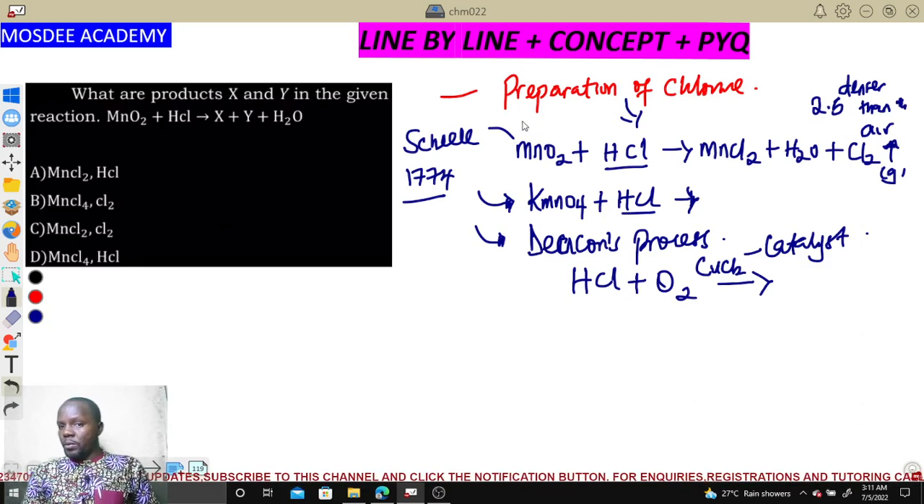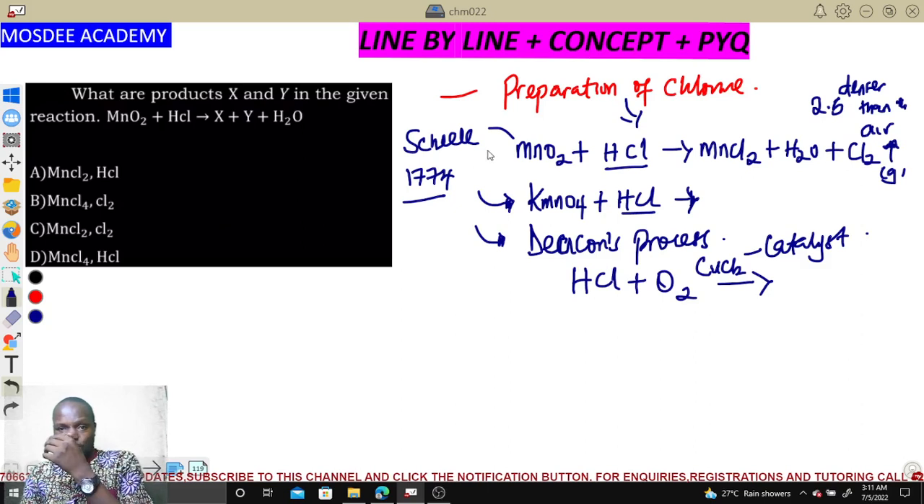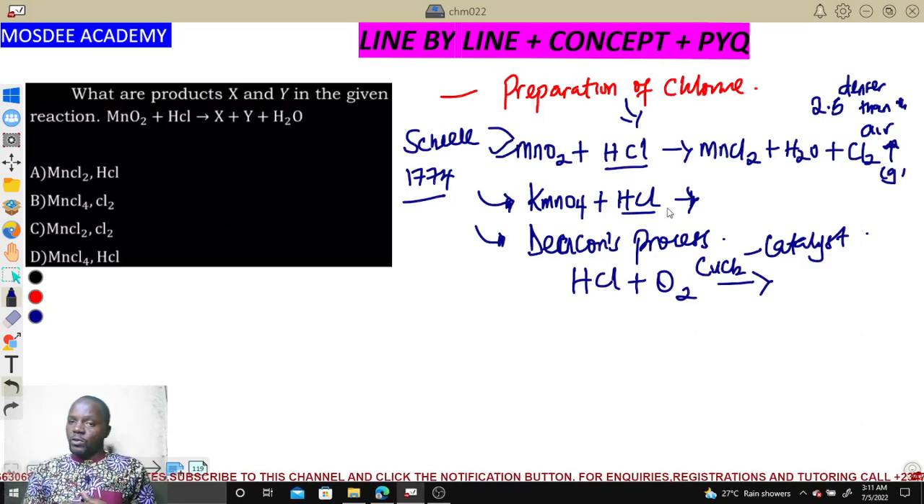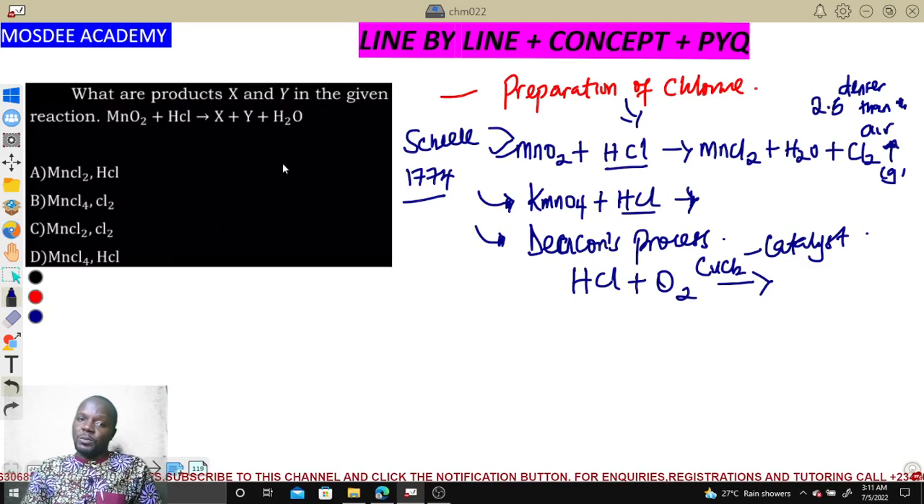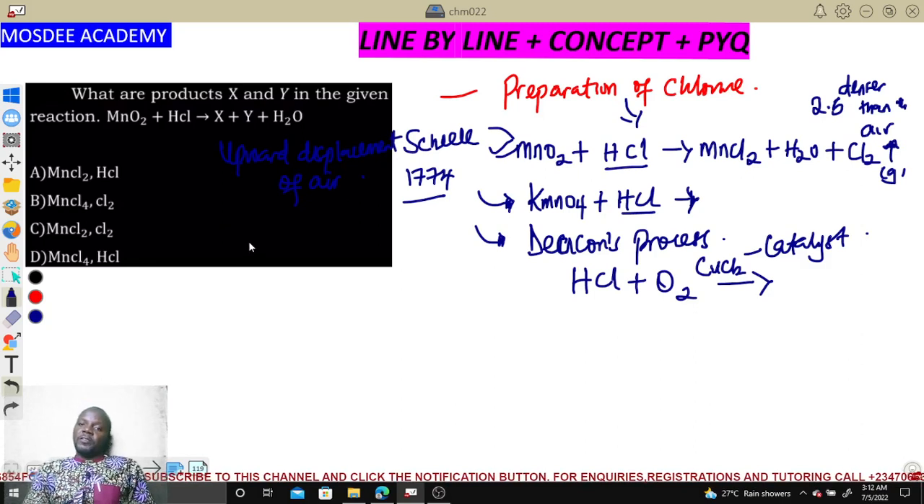Sodium chloride with potassium permanganate with water. You can also do that to liberate what? But these are the most important ones. It is collected, you know very well, chlorine is denser than air and it is soluble in water. You understand that? So it is collected by upward displacement of air. Upward displacement of air. So please note that.